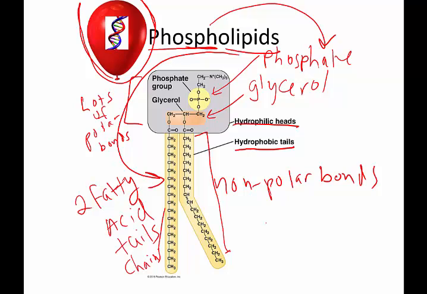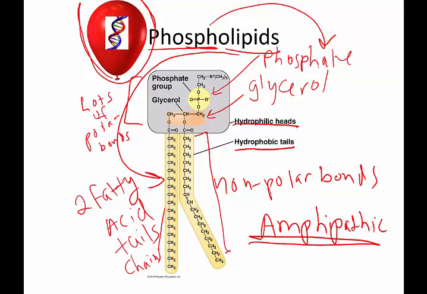So we have a special word for this. We call this amphipathic. This is a very important word, so make sure you memorize it. Amphipathic means it loves water and it hates water at the same time. So a phospholipid is a very unique example of an amphipathic molecule. And why this is important, we'll talk about later in the lectures. When we talk about the cell membrane itself, we'll talk about how phospholipids play a role in forming the cell membrane and why amphipathic molecules are important in doing that.